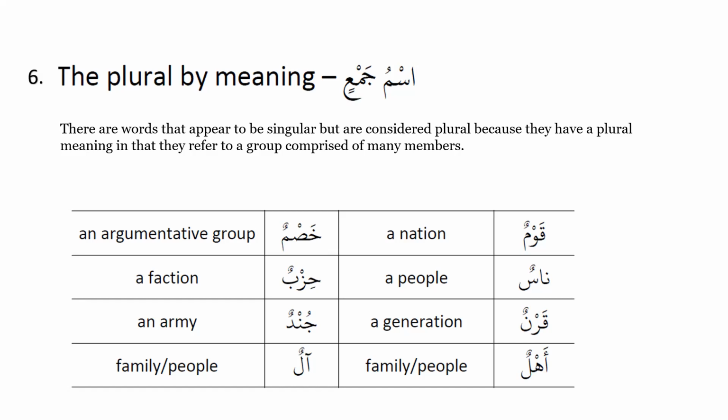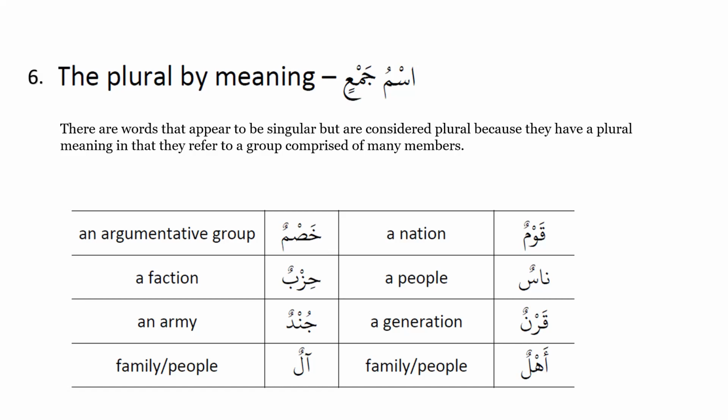That is also plural. Khasmun is an argumentative group. It's also a group. Hizbun is a word used in the Quran. Hizbun, Hizbullah, as they call them, right? So it is also a faction or a group. Jundun means army. Alun also means family. So family has two words, ahl and al. These words are plural because their meaning is plural, meaning they always mean a bunch of people.